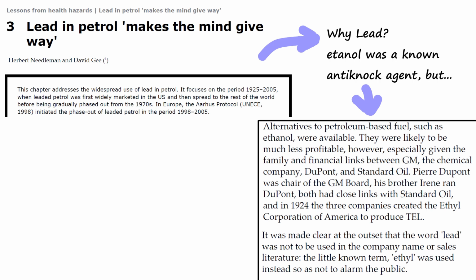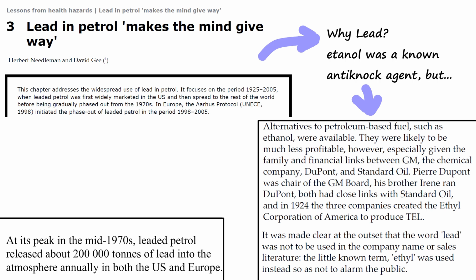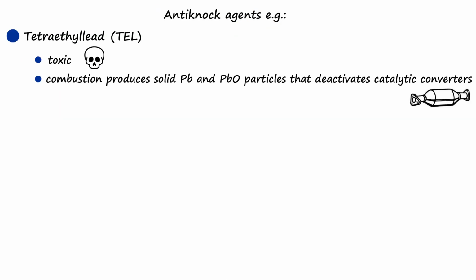And just to appreciate some numbers, at its peak in the mid-1970s, leaded petrol released about 200,000 tons of lead into the atmosphere annually in both the US and Europe. I think no comment is needed. Another major reason why leaded petrol was finally forbidden in most countries was the fact that lead poisons, that is, deactivates catalytic converters. So as I said, eventually compounds like ethanol started to be used.